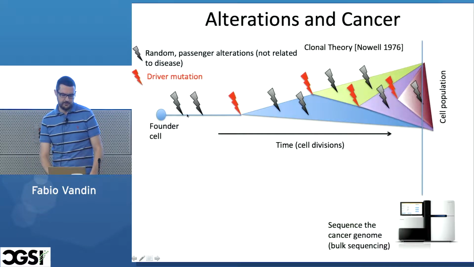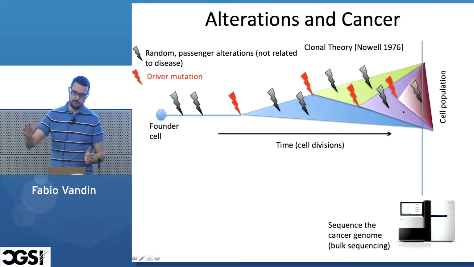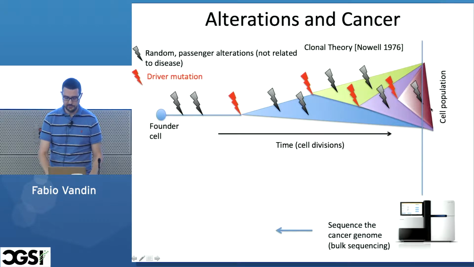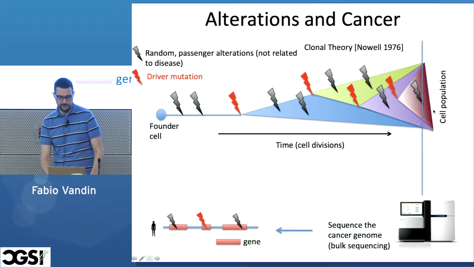in which we start from a normal cell that accumulates mutations, most of which are random passenger mutations that do not have an effect on the cell. This leads to a population of cells in which we have these passenger mutations and also some driver mutations that confer selective advantage to the cell. So what we can do is take the population of cells and do bulk sequencing, to obtain the collection of mutations observed in a cancer patient.